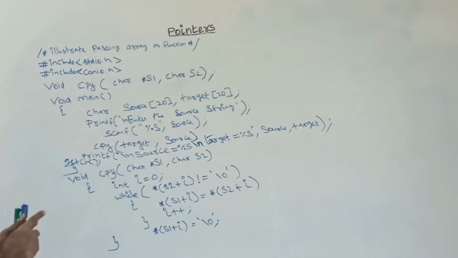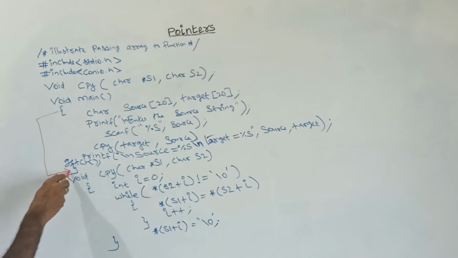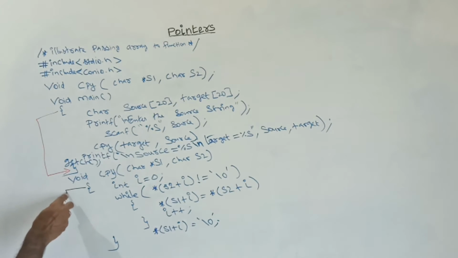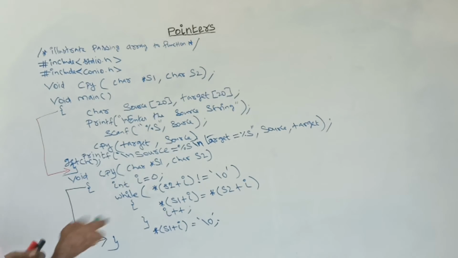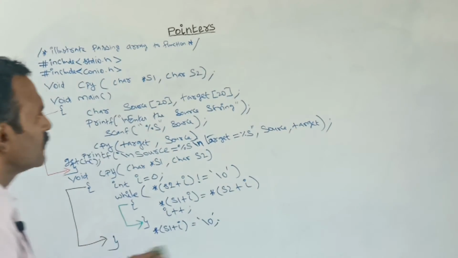See here, this one is main, open brace, and I am closing this brace here. Next, this is a user defined function, that is CPY. My function name is CPY. This has a for loop or while loop, open brace, and I am closing the brace here. Now let us see the output here.